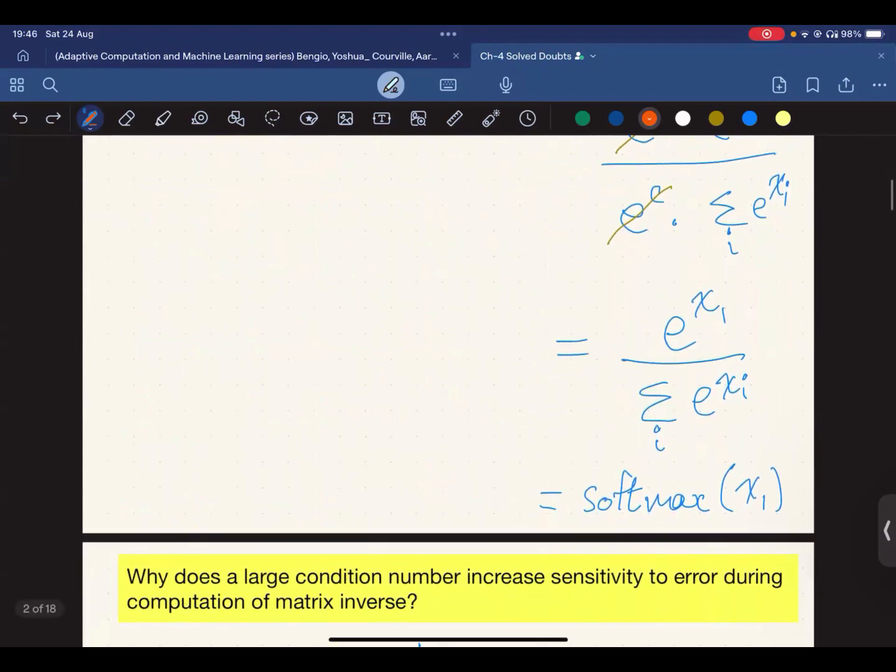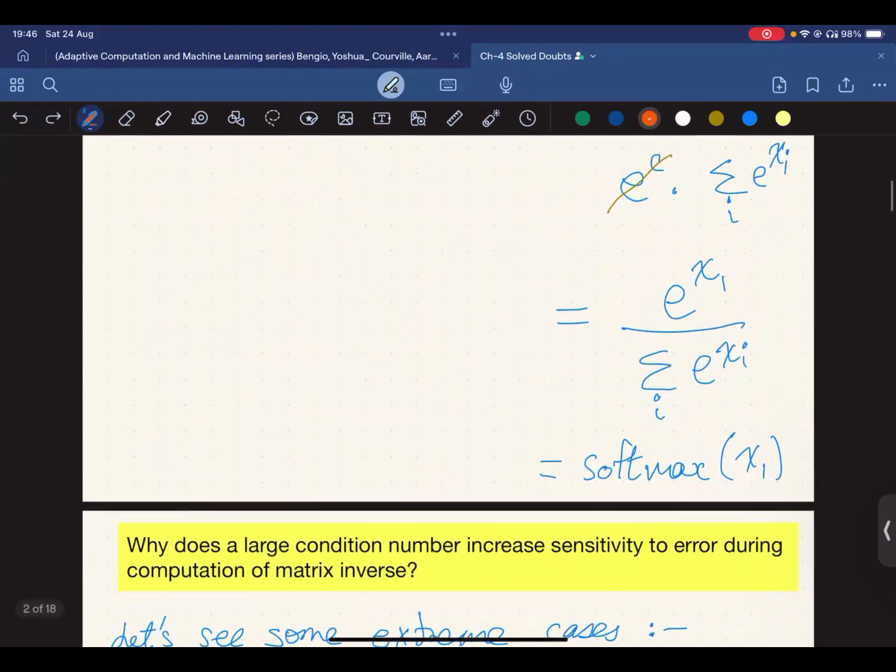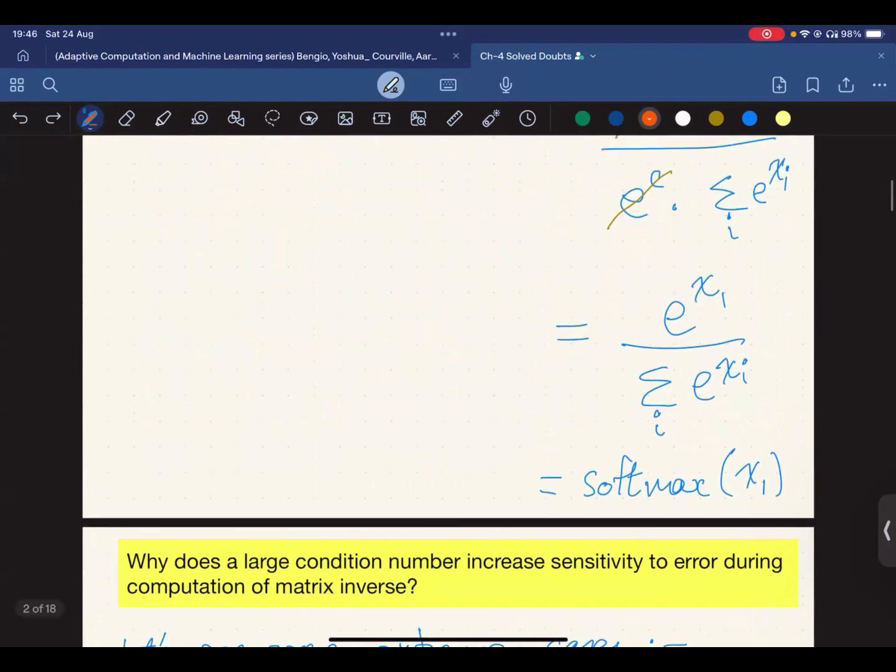Okay, so let's proceed to the next doubt we had. Any doubts in the previous question? All right. No, everything's good. Yeah.